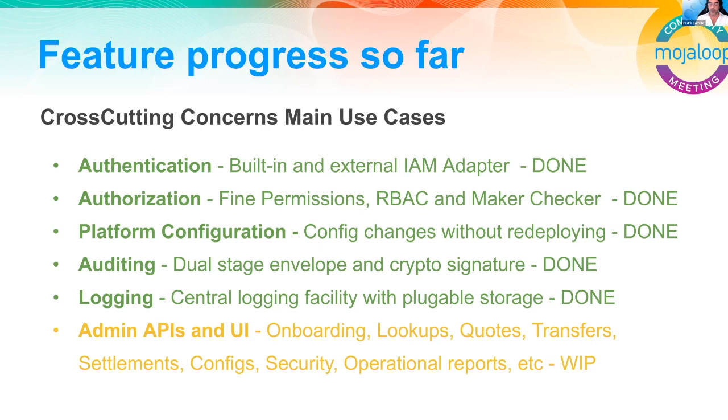Auditing, that was done already. We have a dual stage enveloping and cryptographic signature applied, where the auditing component signs the message and sends it to the central auditing service. That one verifies the signature, wraps it around a new signature, and then deposits that in a read-only store. That means that we can later prove that there was no tampering with the auditing. The logging, same principle, minus the security concerns. Logging is for developers, so it's less critical. The admin APIs and the UI, we're still working on those things.